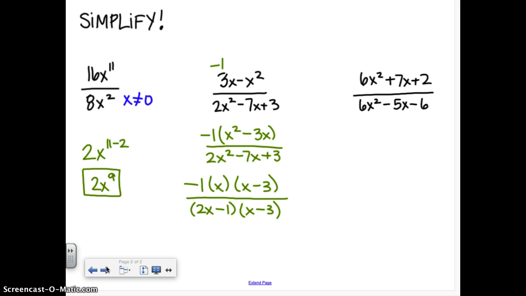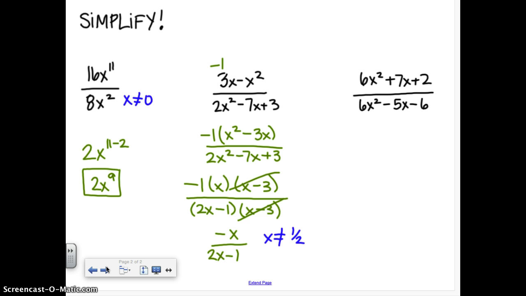You have to ask if that does not make sense to you. Then, cancel, and go from there. Negative x over 2x minus 1. Now, how do we say what's undefined? Is it only 1/2 that makes this undefined?